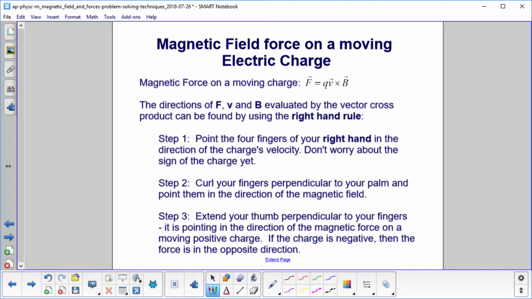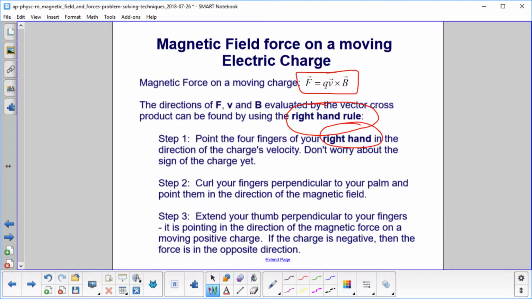To find the magnetic force on a moving charge, use the equation F equals Q V cross B. This tells you that if the charge is not moving, if the velocity is 0, there is no magnetic force on it. We find the directions of the force, velocity, and magnetic field by the vector cross product or by the right-hand rule. Point the 4 fingers of your right hand, and we've got that in bold again just to make sure you use your right hand, in the direction of the charge's velocity. Don't worry about the sign of the charge yet. Curl your fingers perpendicular to your palm and point them in the direction of the magnetic field.